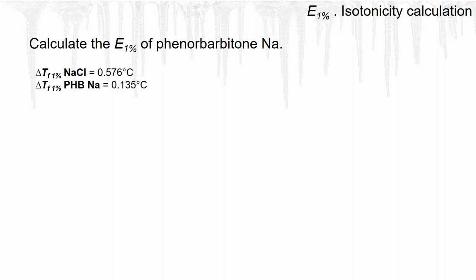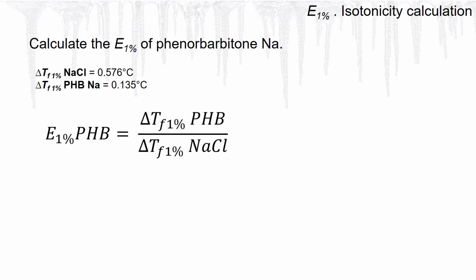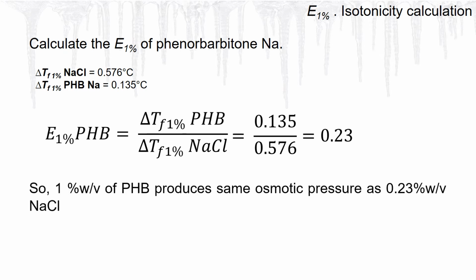So how do we calculate E 1% of a substance? Given here is phenobarbitone sodium. We just substitute the values of freezing point depression for these two items and you get a value of 0.23. This value has no unit because it is a ratio. So what does this number 0.23 mean? It means that 1% of phenobarbitone sodium produces the same osmotic pressure as 0.23% of sodium chloride.